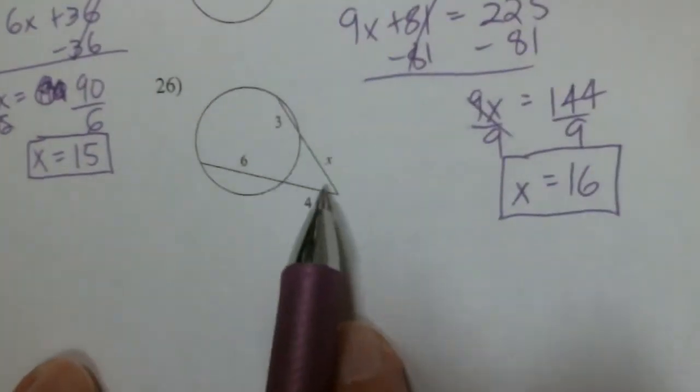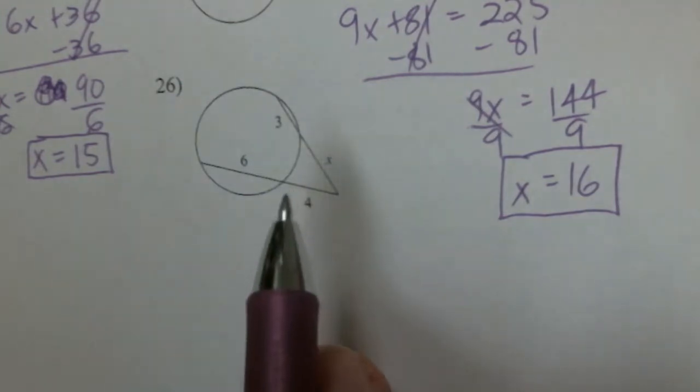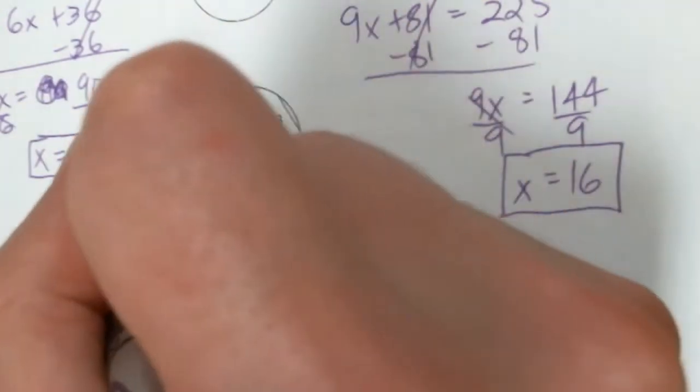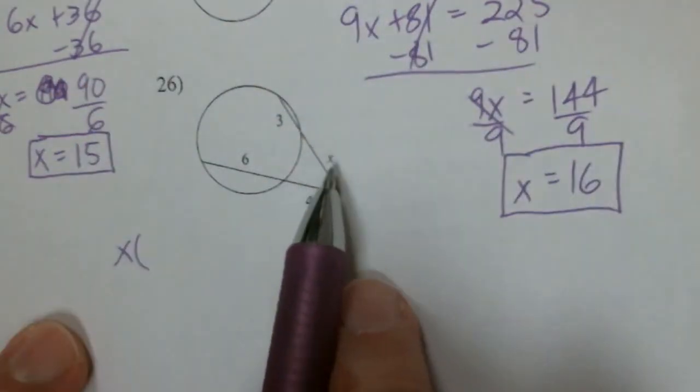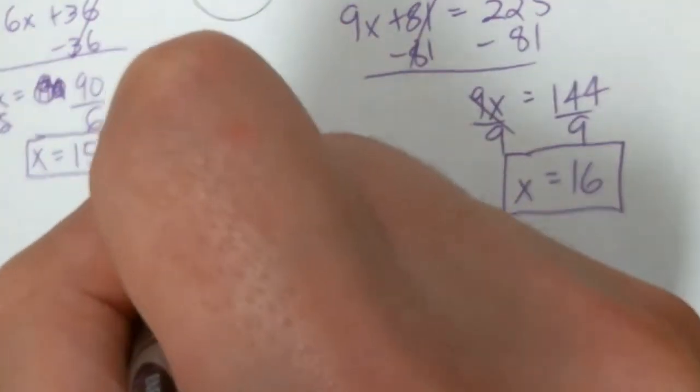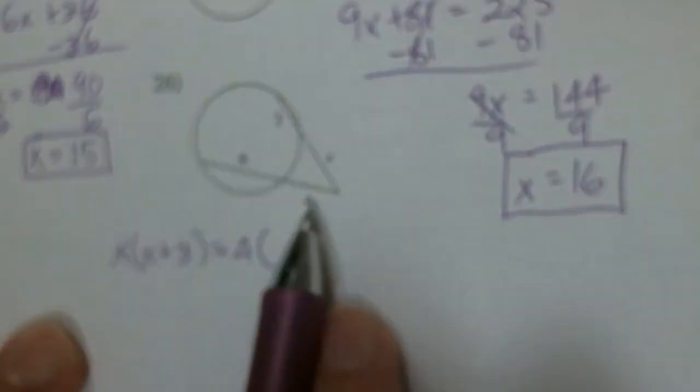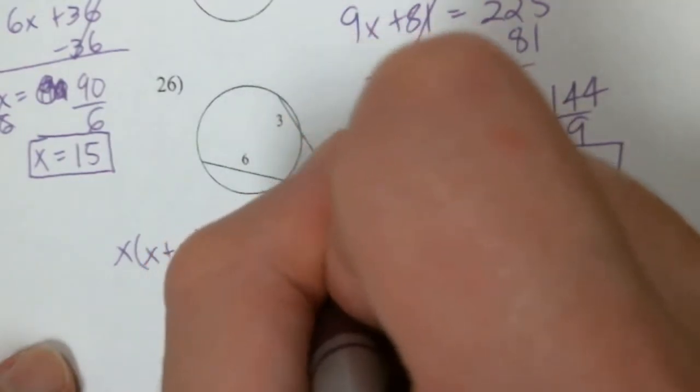Okay, oh, here we go. I see an x outside. That's what I was just talking about. I know before I get started, I'm going to have a quadratic. So if I look at the top piece, the exterior times the whole piece, x plus the 3, is going to be equal to this outside exterior piece times the whole piece, 4 plus 6.